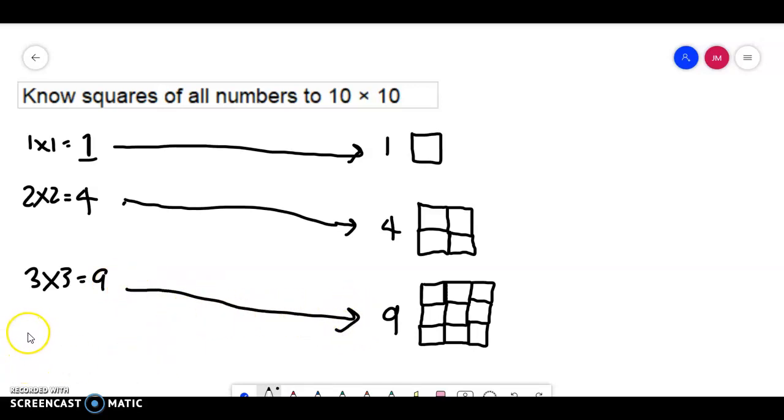What if I did 2 times 3? That equals 6. 6 is not a square number. It's impossible for me to draw a square with 6. Let me show you the only ways that I could draw 6. And if you can come up with another way, I'll pay you $1 million. But I don't think anybody can. 2 times 3 equals 6.